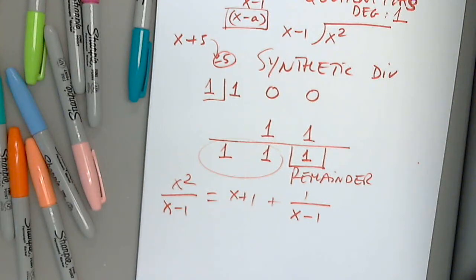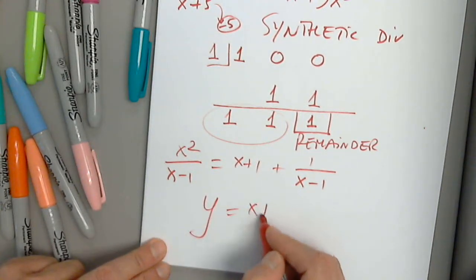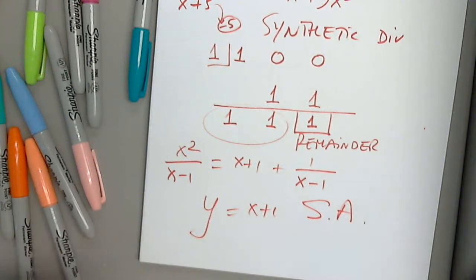X squared over x minus 1 is rewritten as quotient x plus 1 plus remainder over the divisor. From all this, only the quotient is the slant asymptote. This goes to 0. So the slant asymptote for this function is y equals x plus 1.